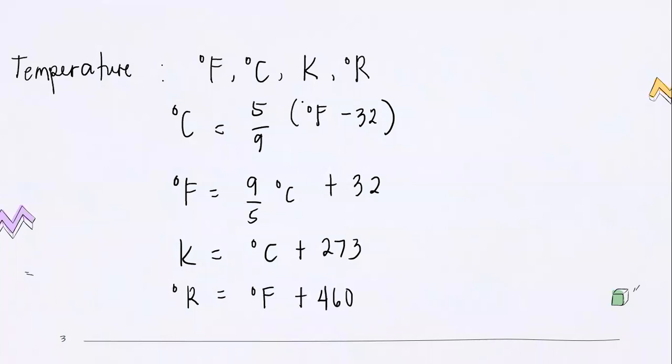Always remember, when you say absolute temperature, the unit should be in Kelvin or degree Rankine. Therefore, if the given is in degree Fahrenheit, you have to convert it into degree Rankine to make the temperature absolute. If the given is in degree Celsius, you have to convert it into Kelvin. Now, we have the effects of temperature on matter: change in size, change of phase, and the state of the matter.